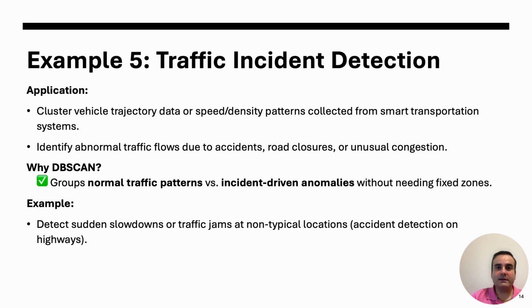For traffic incident detection, we use DBSCAN to cluster vehicle trajectory data or speed density patterns from smart transportation systems. The idea is that normal traffic forms coherent clusters, while disruptions separate from those patterns. By focusing on the data shown here, we can identify when conditions deviate from typical flow and highlight likely incidents for operators to review.